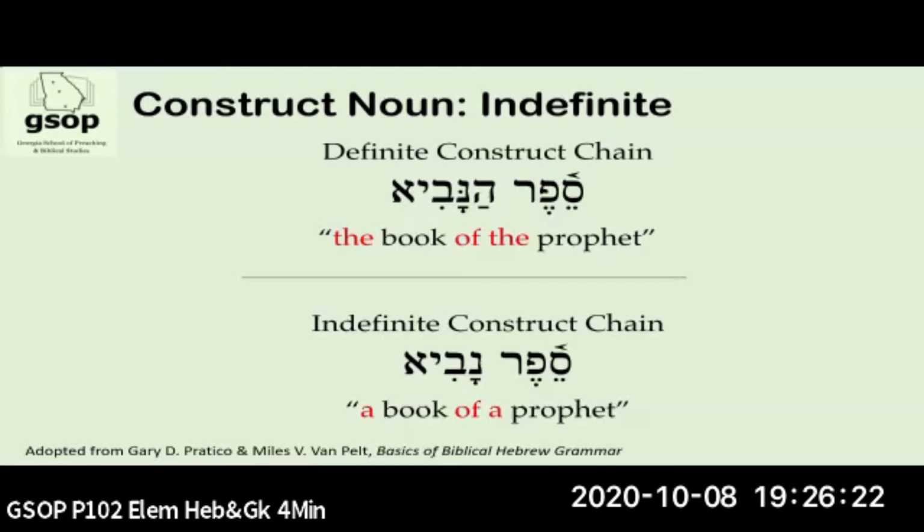The Navi is the absolute, and Sefer is in the construct form. And so it is a book of a prophet. It's the prophet's book. Don't touch the prophet's book. He'll prophesize about you, and it probably won't be good.